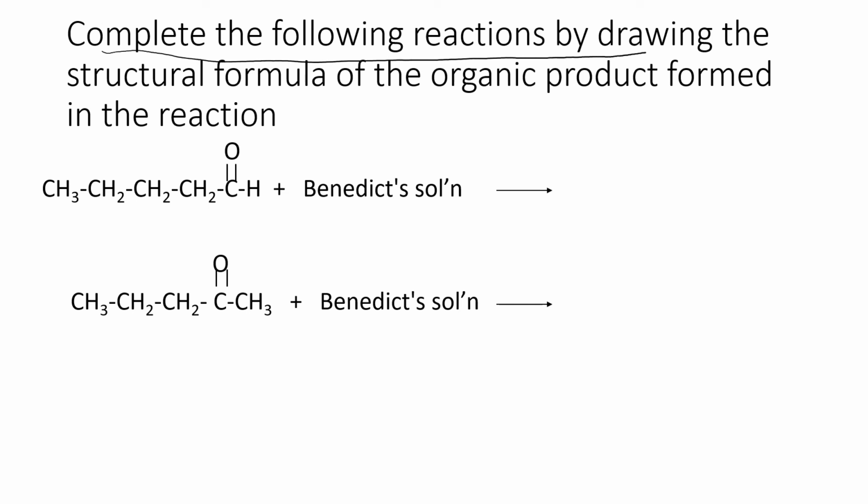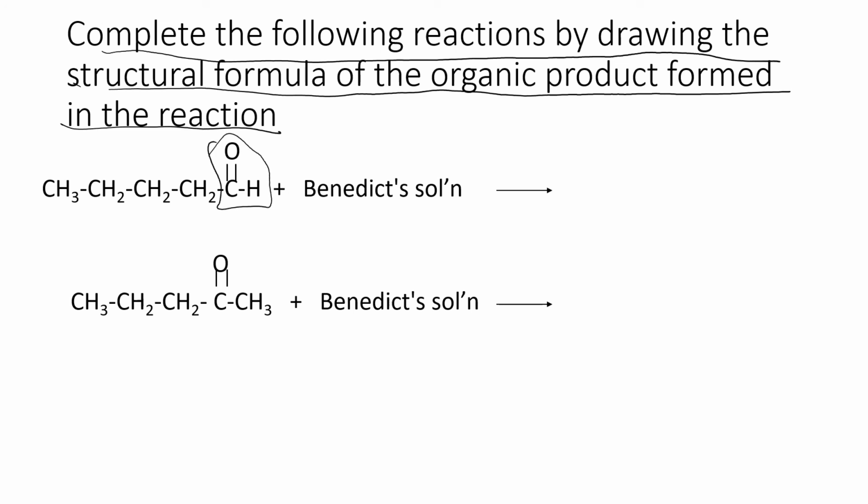Complete the following reactions by drawing the structural formula of the organic product formed in the reaction. So the first compound we have here is our aldehyde. So we learned Benedict's reagent is an oxidizing agent. You don't need to remember the formula, but just realize I'm adding an oxidizing agent to an aldehyde, so it's going to undergo oxidation and form a carboxylic acid. So the number of carbons is all going to remain the same. So I'm going to draw my carbon chain here, and I have a total of 1, 2, 3, 4, 5. So I'm drawing 5 carbons in my parent chain.